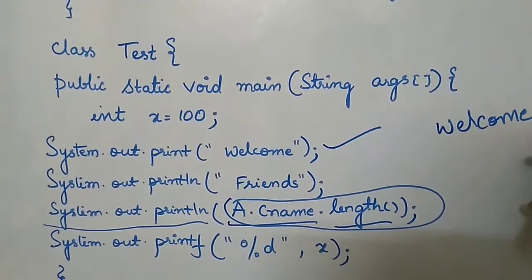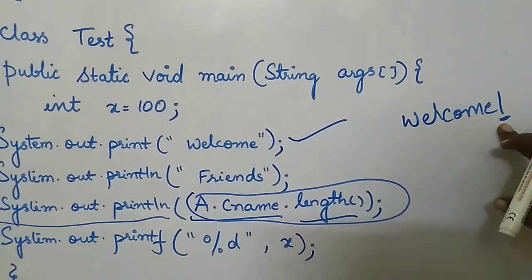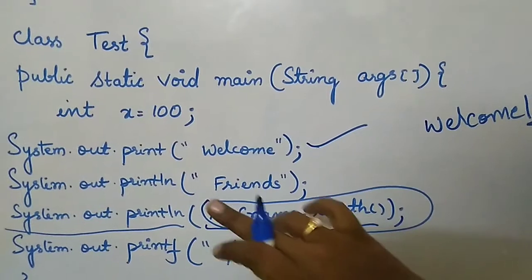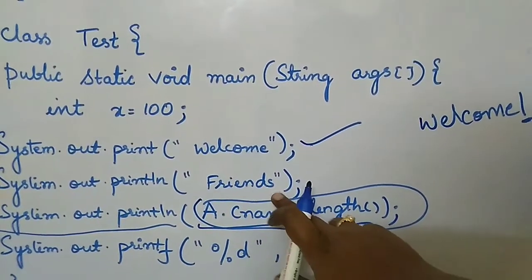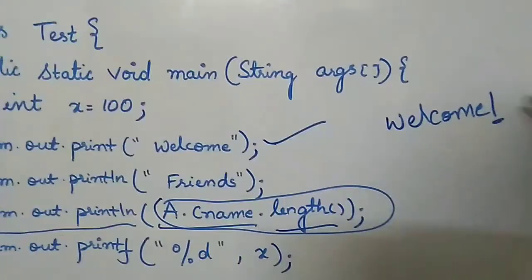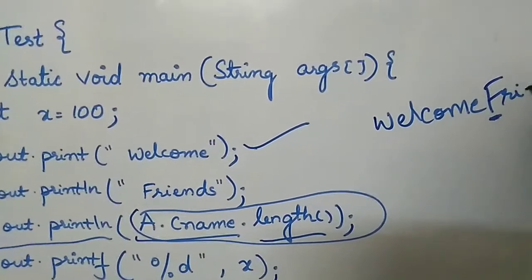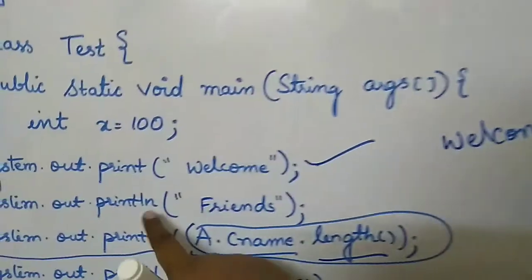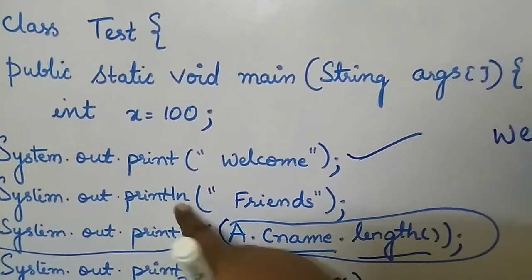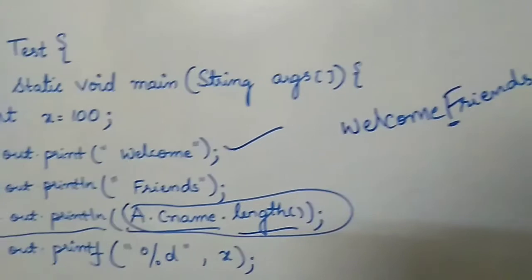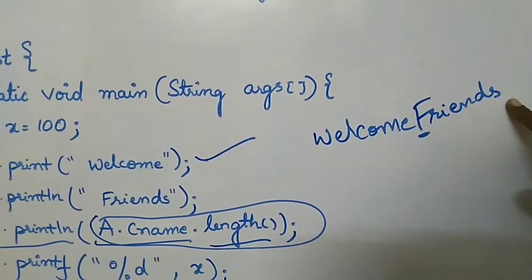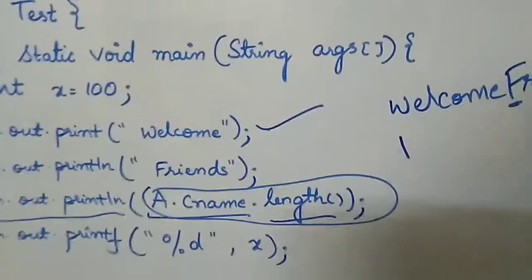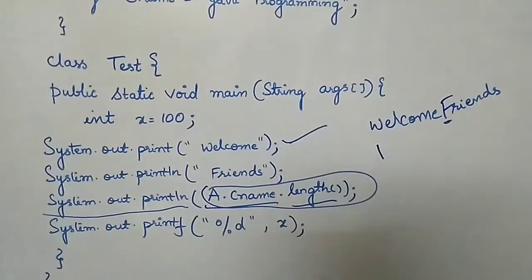Now the cursor is waiting here after the text. So again we said system.out.println friends, but the cursor is here. It will print friends after this, and now the cursor will go to the next line, because we have said ln. If we didn't specify ln, the cursor would stay after friends. But since we said ln, the cursor comes to the next line. That's the difference between print and println.